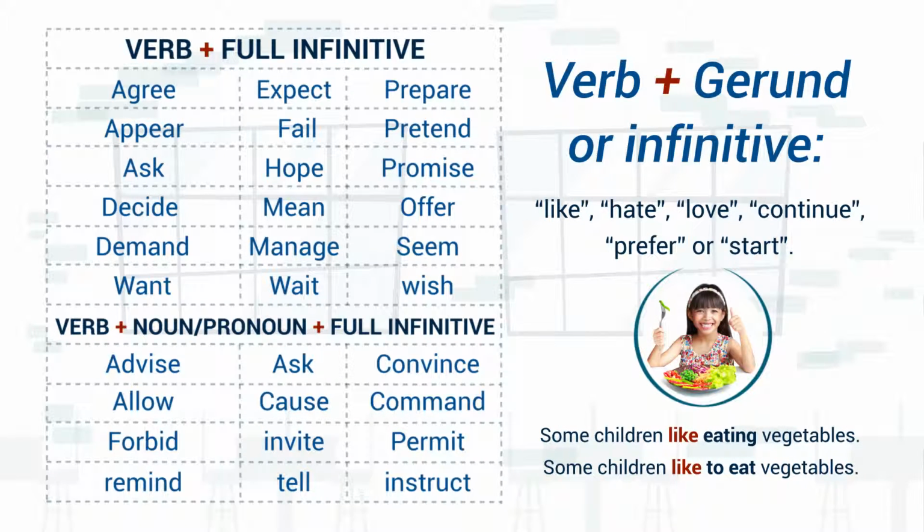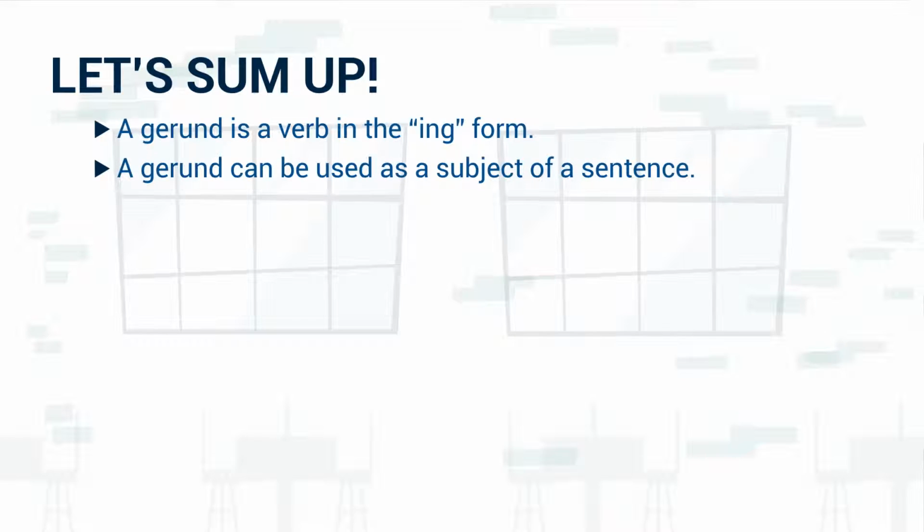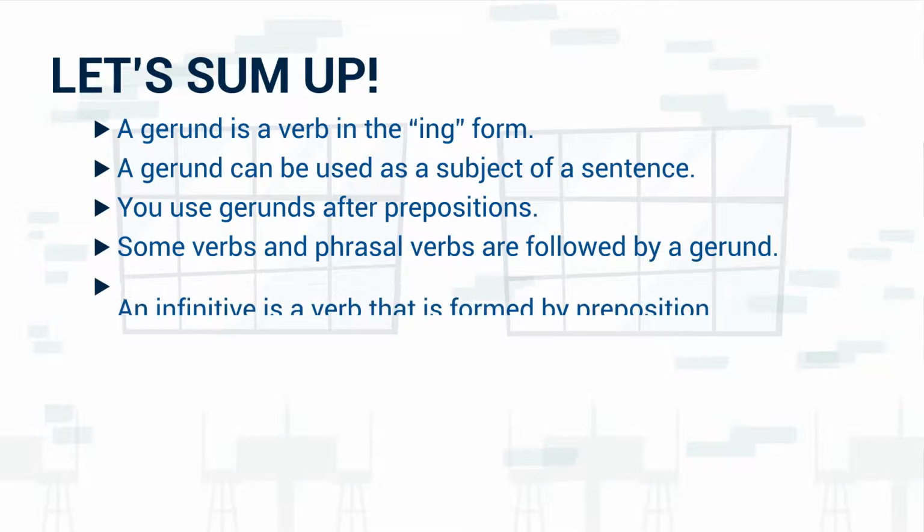Some children like eating vegetables. Some children like to eat vegetables. Let's sum up. A gerund is a verb in the ing form. Gerund can be used as the subject of a sentence. You use gerunds after prepositions. Some verbs and phrasal verbs are followed by a gerund.